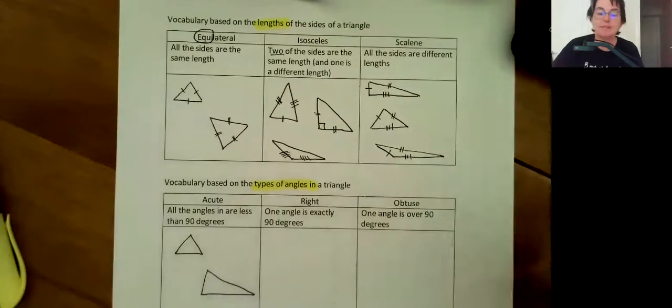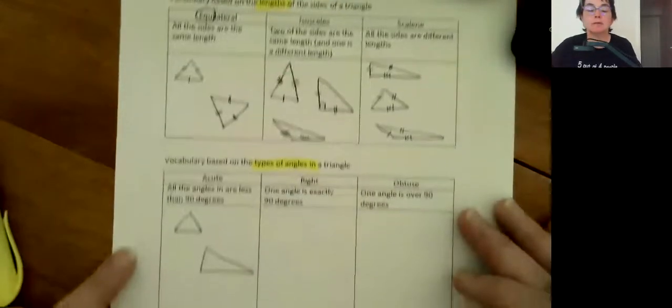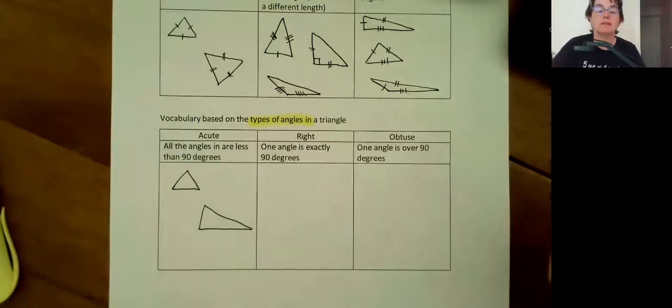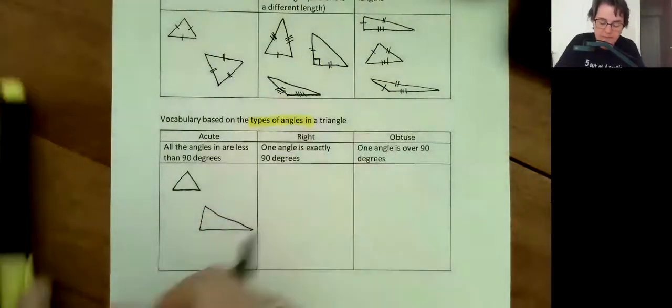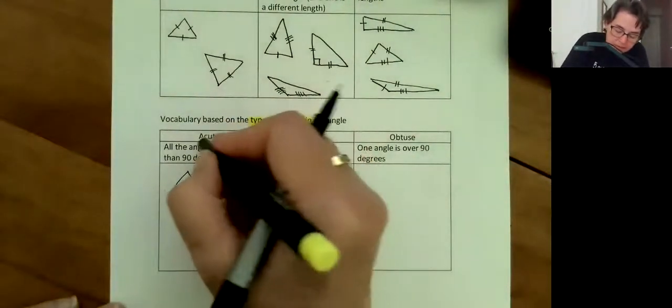Oh goodness, I shouldn't be so cheap. I should go find a ruler, but you guys get the idea. So all the angles are less than 90. That is what acute means.